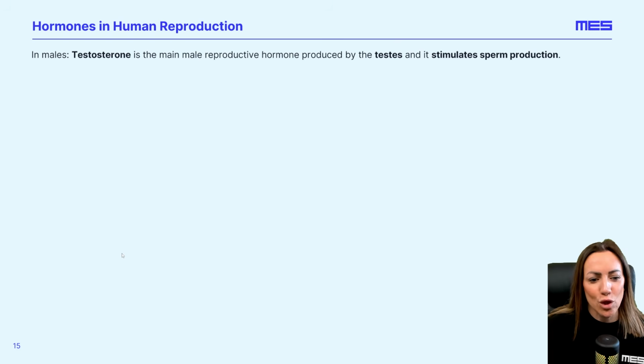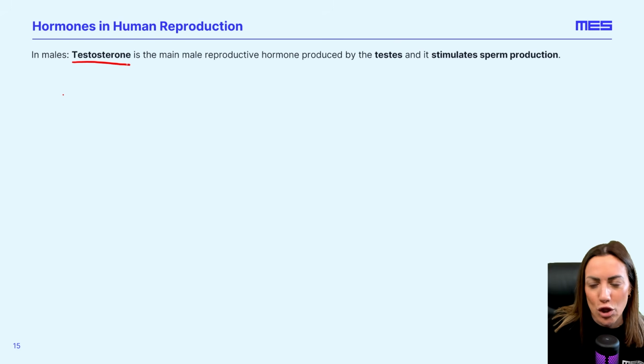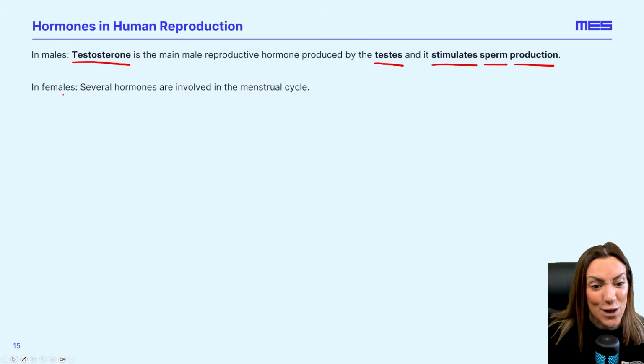Moving on now to hormones in human reproduction, which is a big topic in Module 5. So in males, not much to learn, but in males, you should know the hormone is testosterone. That is the main male reproductive hormone. Testosterone is produced by the testes or testicles, and it stimulates the production of sperm. That's kind of all we do for males.